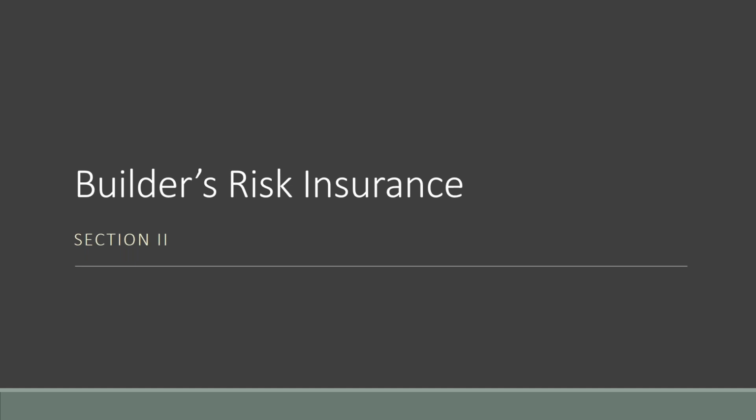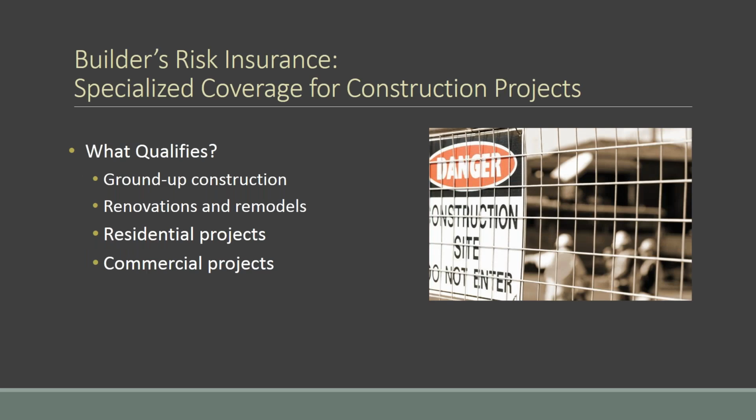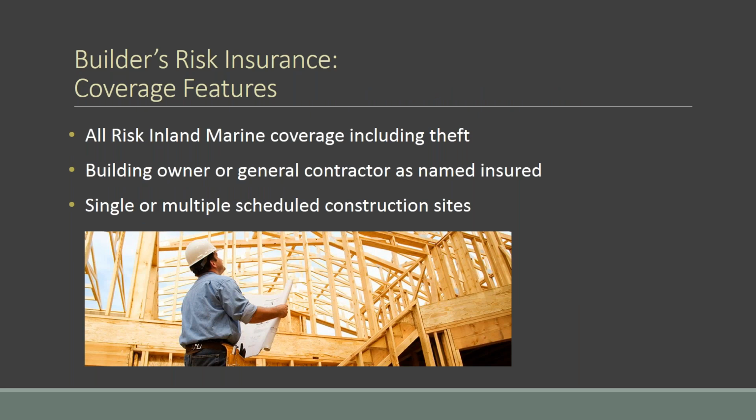Okay, builder's risk insurance. What qualifies for builder's risk? We write ground-up construction. We write renovations and remodels, residential projects, and commercial projects. With the renovations and remodels, we will also cover the existing building if needed, or we can write just the renovations and remodel exposure by itself. It is written on an all-risk inland marine coverage. It does include theft. The building owner or the general contractor can be named as the insured. Single or multiple scheduled construction sites are easily covered.